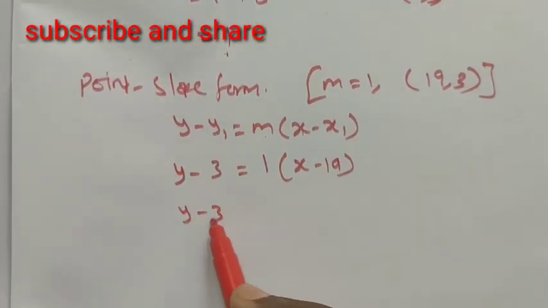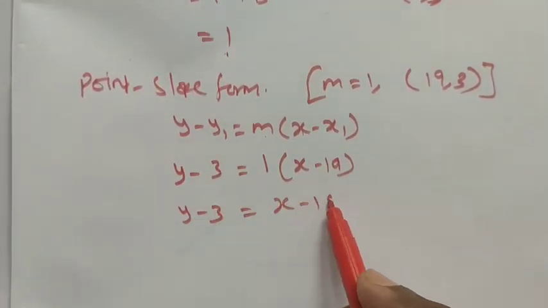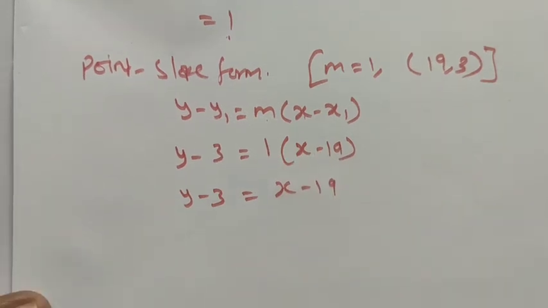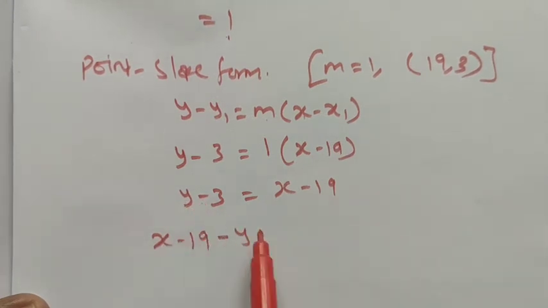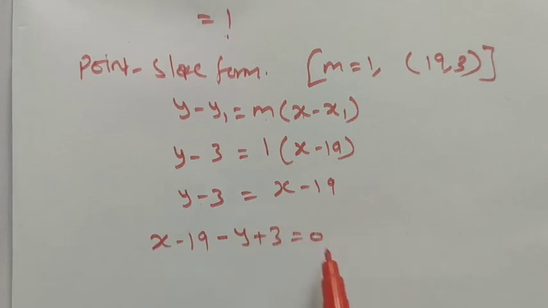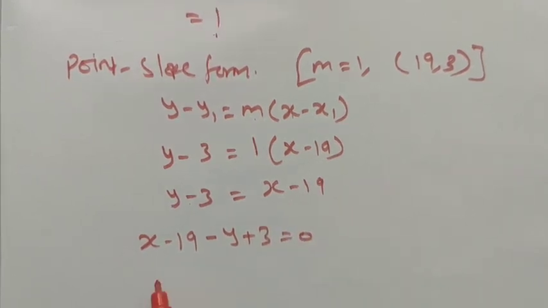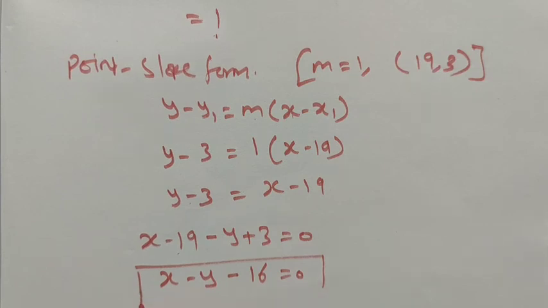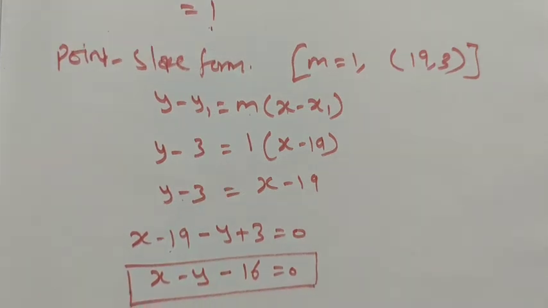Now, y - 3 = x - 19, since 1 into that number is the same number. Now I take this y - 3 to the other side. We get x - 19 plus, y turns to minus y, and minus 3 turns to plus 3, equal to 0. Then x - y, minus 19 plus 3 is equal to -16, equal to 0, is the equation of the hill foot to the top. Thank you, students.